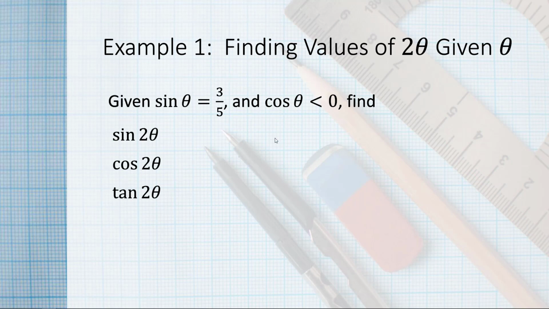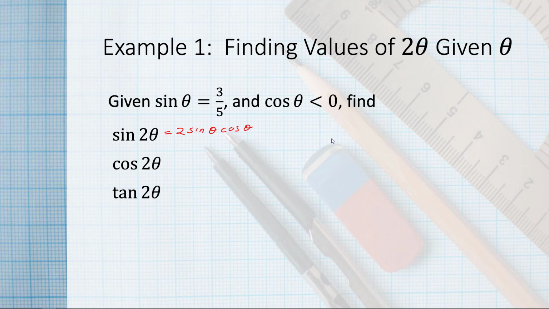Here we are given the sine of theta, which happens to be equal to 3/5. And we're told that the cosine of theta is negative, which means that we are probably in quadrant 2. And we want to find the value for cosine of 2 theta, sine of 2 theta, and tangent of 2 theta. Okay, so let's go ahead and do that. Now notice that the identity for sine of 2 theta is 2 times sine of theta times cosine of theta. Well, we don't know what cosine of theta is yet, so we need to figure that out.